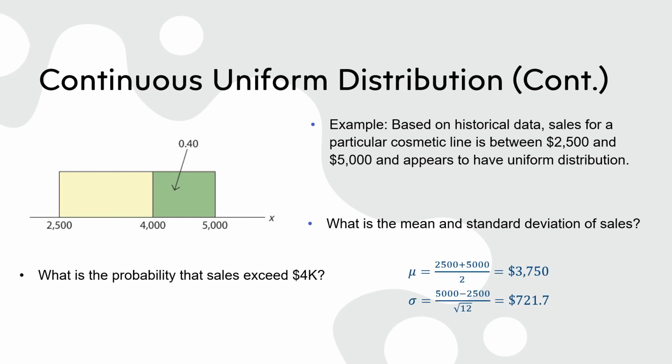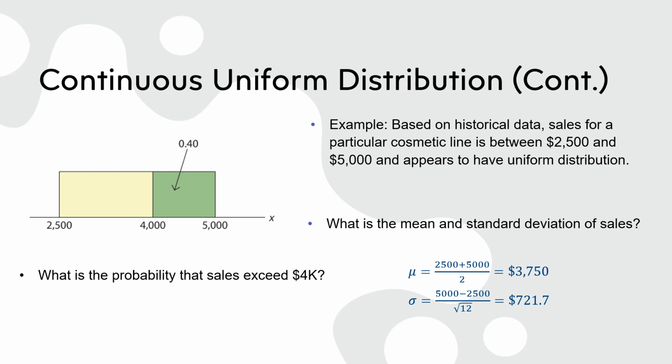The sales for the cosmetic line are uniformly distributed between $2,500, lower bound, a, and $5,000, upper bound, b. We are tasked to find the mean and standard deviation of sales. For a uniform distribution, the mean and variance can be calculated using simple formulas. The mean is the midpoint of the interval. It is calculated by adding the lower bound and the upper bound and dividing by 2. The mean is $2,500 plus $5,000 divided by 2, which is $3,750.